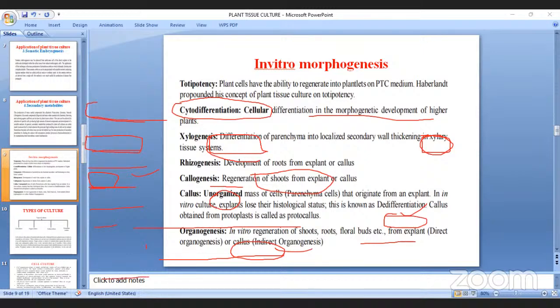Organogenesis. That means instead of cellular differentiation, instead of xylem element formation, instead of root, shoot or callus, the in vitro regeneration of shoot, root, floral buds, all of these are called organs. That's why it is called organogenesis, developed from the explant. Any morphological structure developed from the explant. Direct organogenesis means the organs are directly developed from the explant, or from the callus.